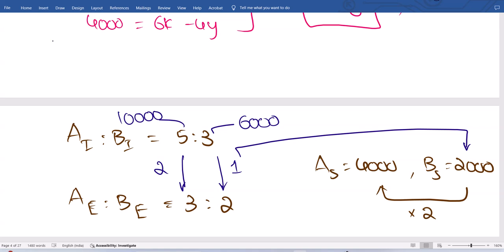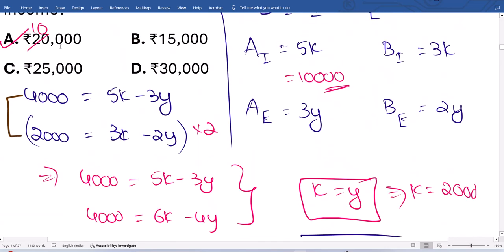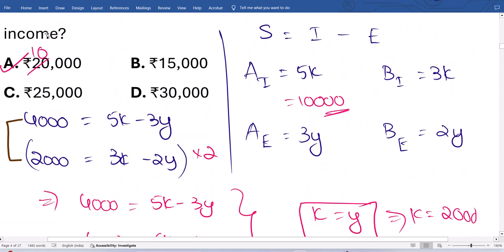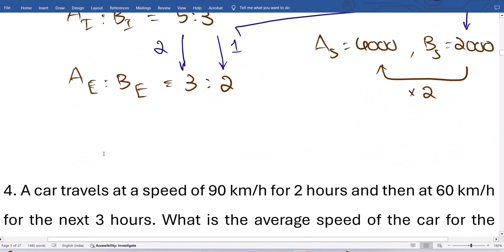Then I can map 1 represents 2000. You can see here 2 represents 4000, then 3 represents 6,000, 5 represents 10,000. The question is A's income. If it were A's saving, then no, savings are already given. They don't ask that. They are asking A's income, which is 10,000. Right. Now let's see the next question. I believe you understand. If you have any doubt, please let me know.